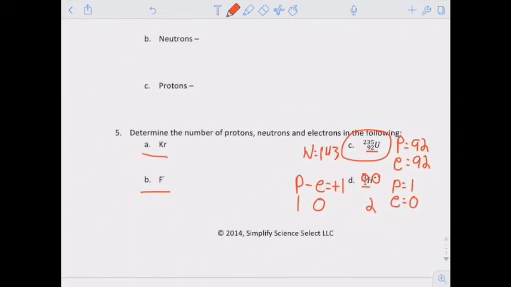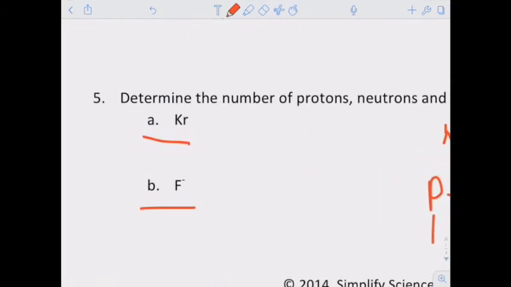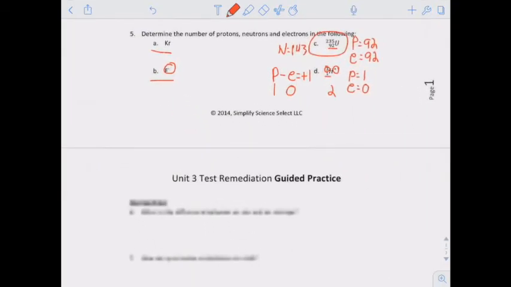Now with these other two that you're going to do on your own, we're looking at the periodic table. Since I don't give you a specific mass number, take the atomic mass, round it to a whole number, and then you can use that as your mass number. Remember, pay attention, you've got a little charge out there on B, so try those two.